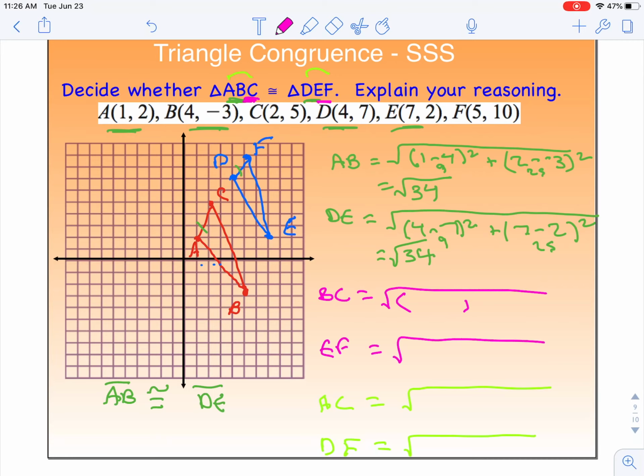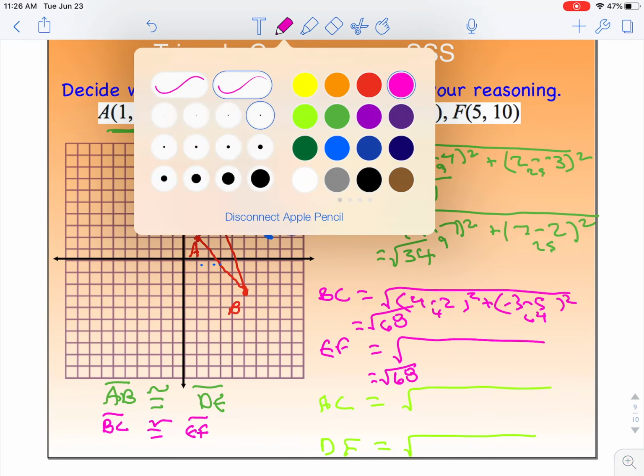So BC, what you should have gotten for BC is, find the difference of the x's, so 4 minus 2 squared, plus the difference in the y's, negative 3 minus 5 squared. So that's going to give me 2 squared, which is 4, and this is going to give me negative 8 squared, which is 64. So this is the square root of 68. And you should have also gotten the square root of 68 for EF. So now we can say that segment BC is congruent to segment EF.